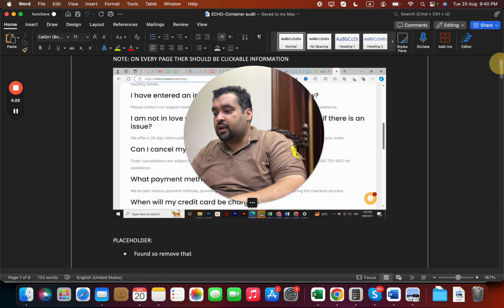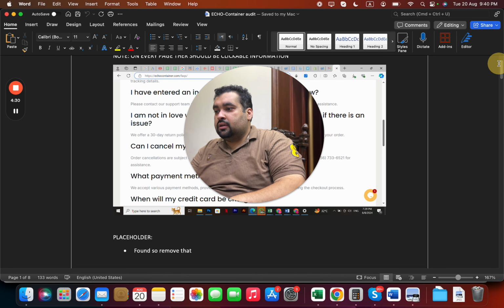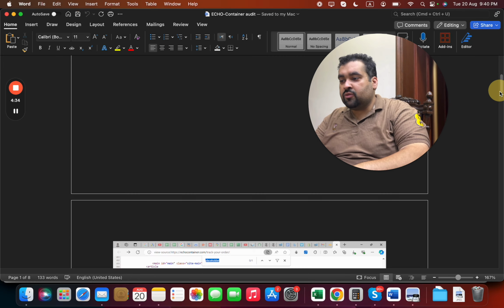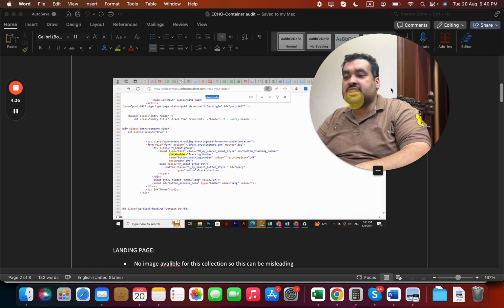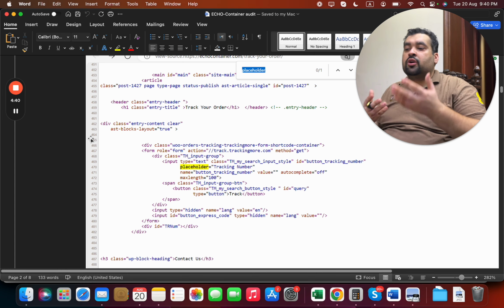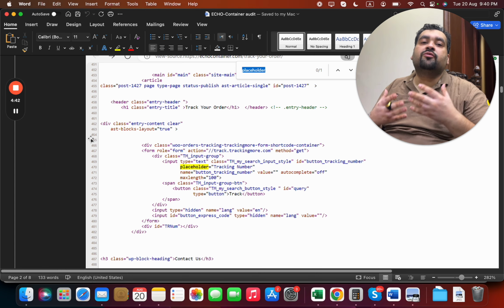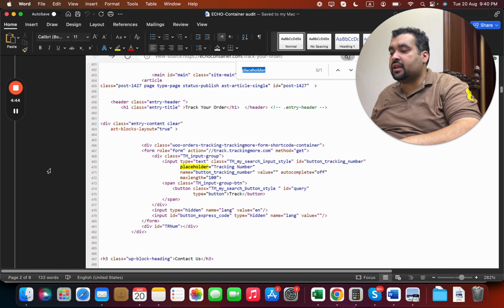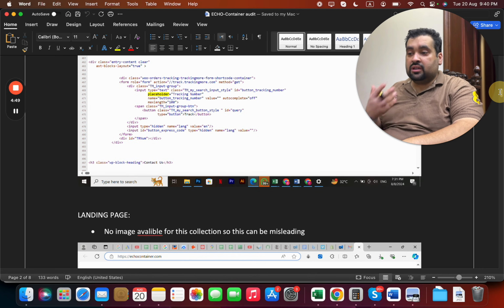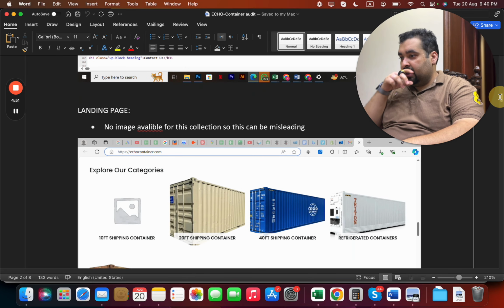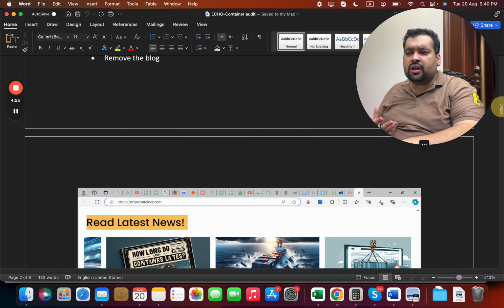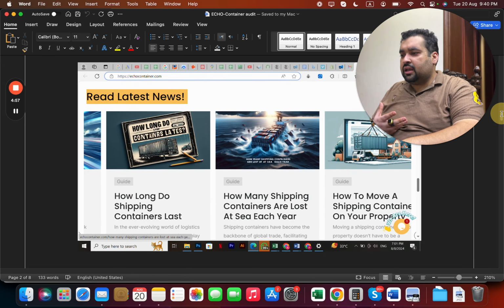Like I told you over here, the clickable information was missing, and then this is a placeholder issue. For those who don't know, a placeholder is basically a coding error, and only a developer can know it. Google doesn't approve websites which have a placeholder error in them, and that is a serious cause of suspension. This was another. And in the landing page, you can see over here that no images were available. This had no image, and the image quality was slow. We had to redesign.